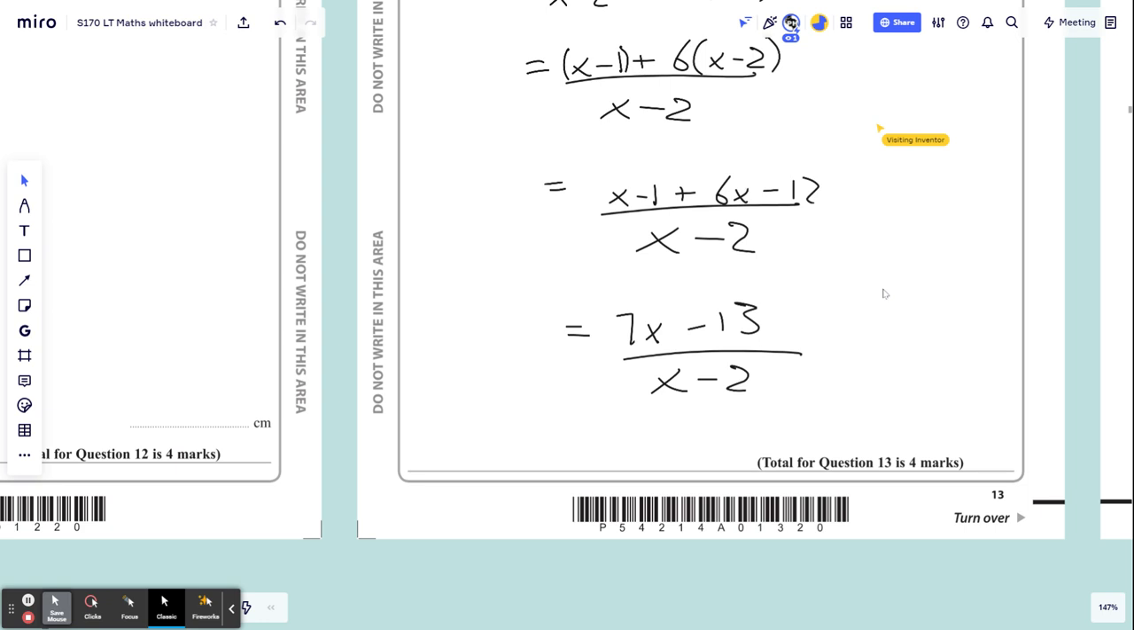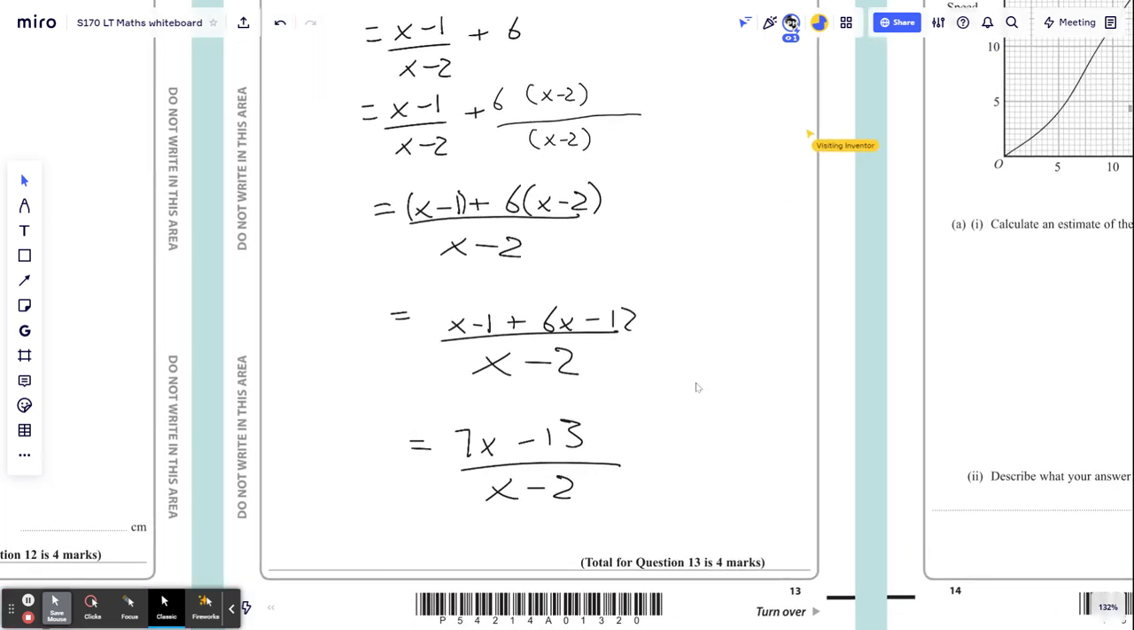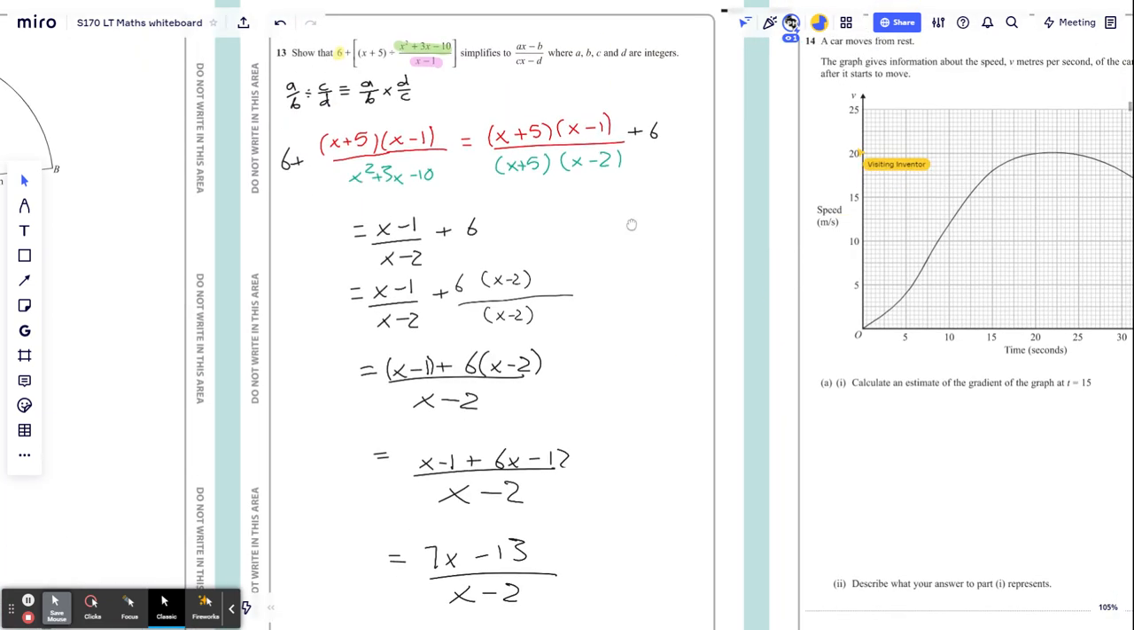Oh, well, that's not the answer, sorry, because now we have to compare it with the form up here. Let me just get my pen here. We can see from here that A must be equal to 7, because it's 7x at the top. B is not negative 13 because they're minusing B, so B is just 13. C would be equal to 1, and D is equal to 2.